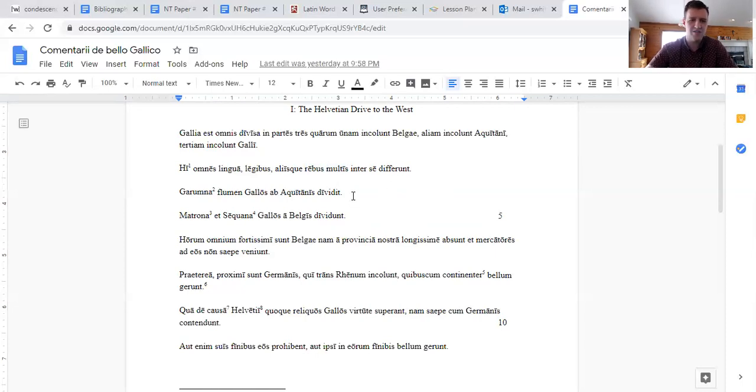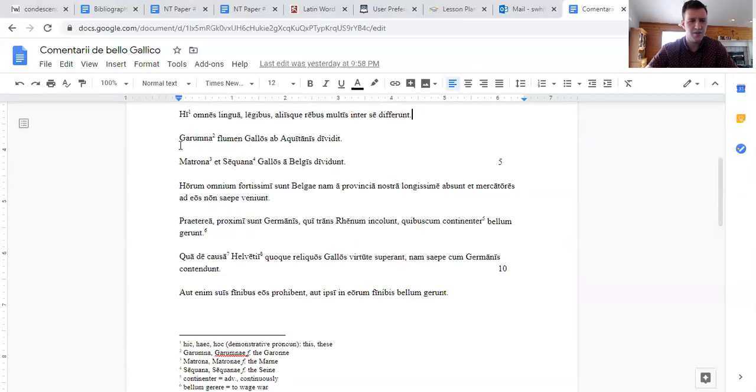Garumna flumen Gallo sab Aquitanis dividet. So this is a river name. The Garumna is the Garonne River. So the Garonne River separates, divided, third singular present, separates the Gauls ab Aquitanis, from the Aquitani. So that river separates those 2 peoples.